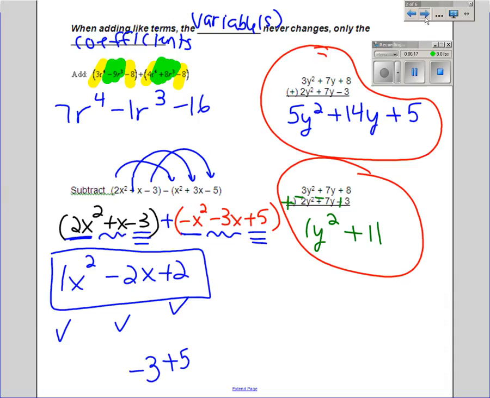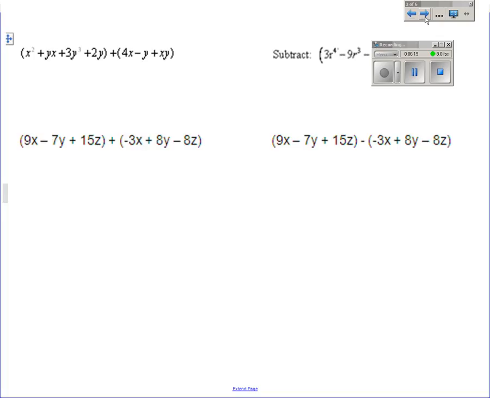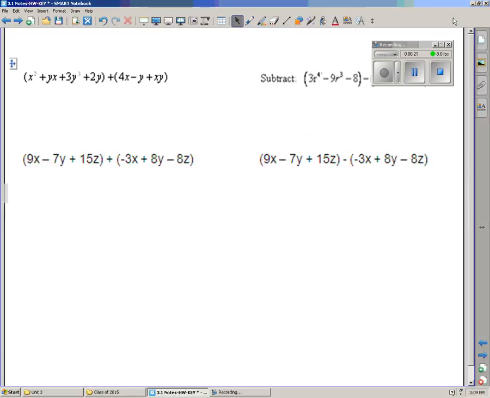A couple more examples. So this particular one up top, it might be hard to see it on your screen, but you should be able to see it on your paper. When I combine like terms, in terms of x squareds, I only see one of them. So these are the only x squareds I have, which means I start my answer with x squared.